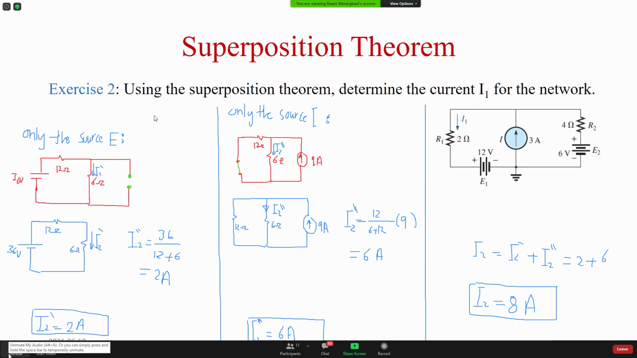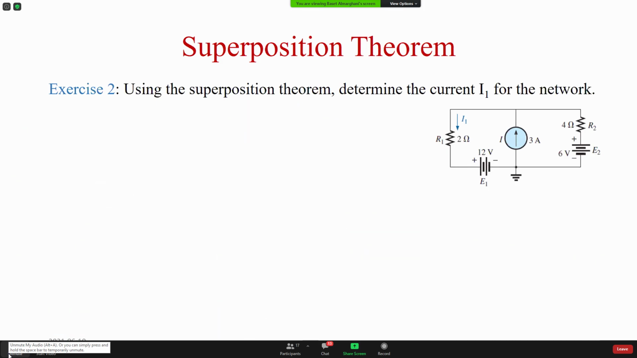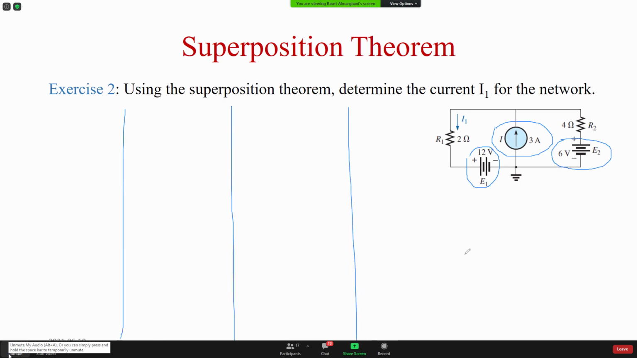So as I said, we have 3 left. This is one of them. And I think this is similar to assignment 5. No, assignment 6. This will be assignment 6. Okay, this one has 3 sources. This is one source. This is another source. This is another source. So you're going to have 3 different circuits. Then at the end, you're going to combine what you want, which is I1.